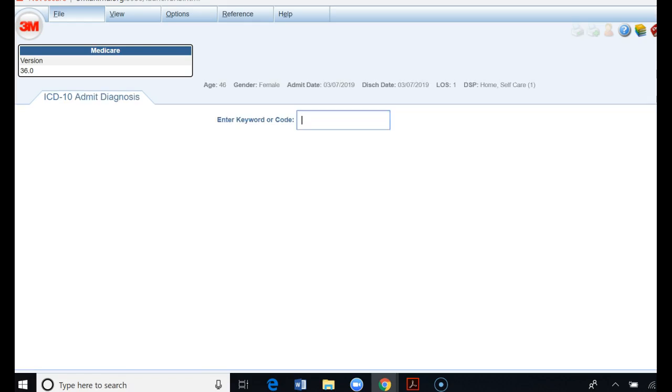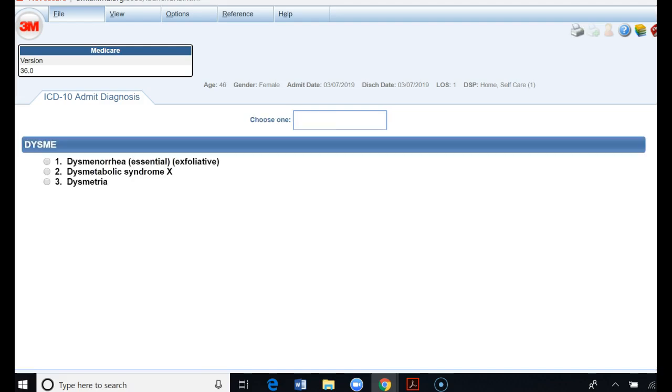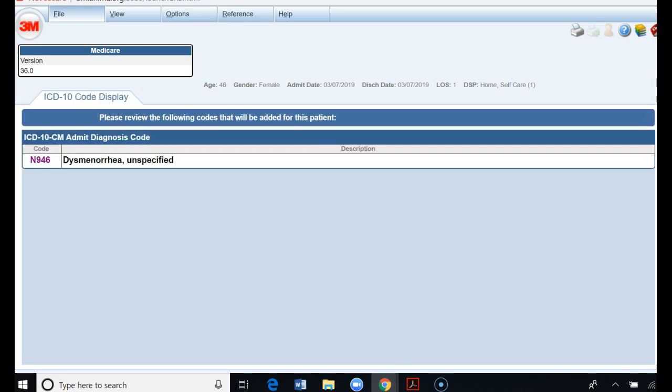And now we put in our admit diagnosis, which is the dysmenorrhea. So I'm going to hit number one. And we don't know if it was any of those. It wasn't documented other than dysmenorrhea. So I'm going to hit five. There's our code. So I'm going to hit continue.